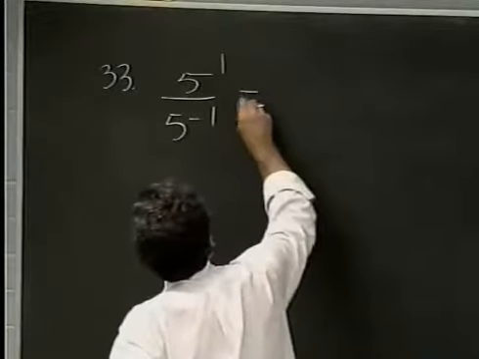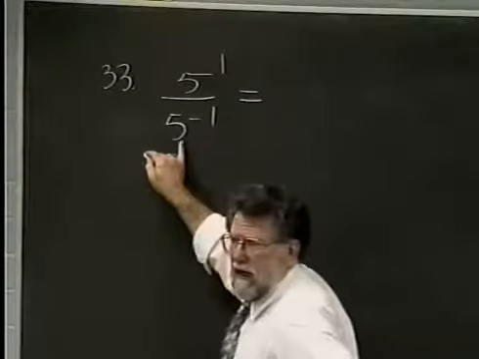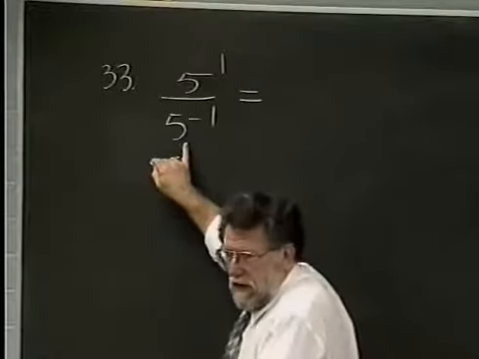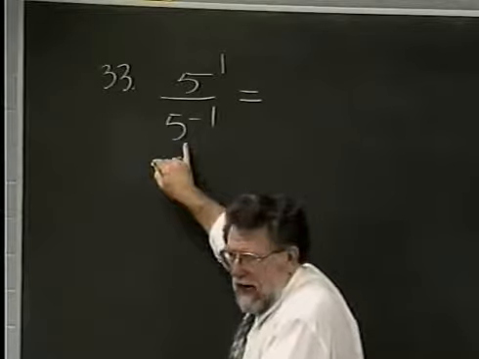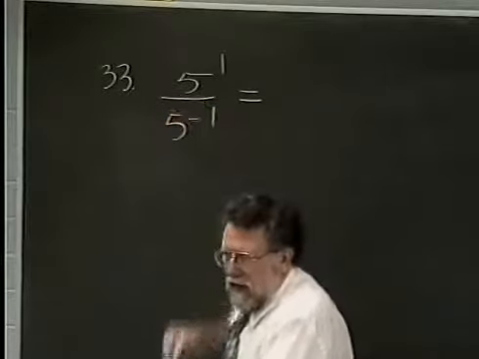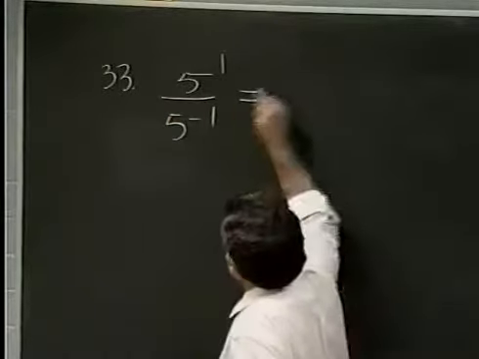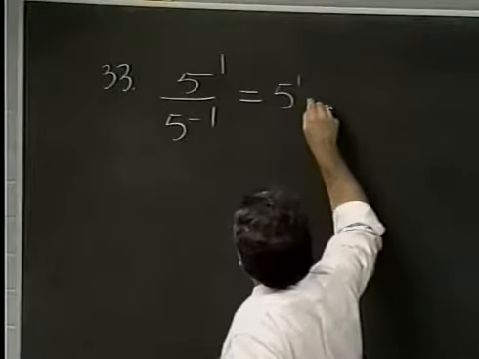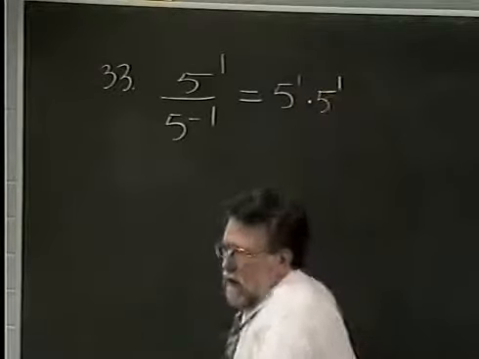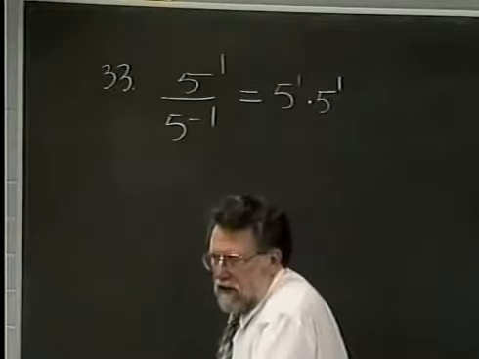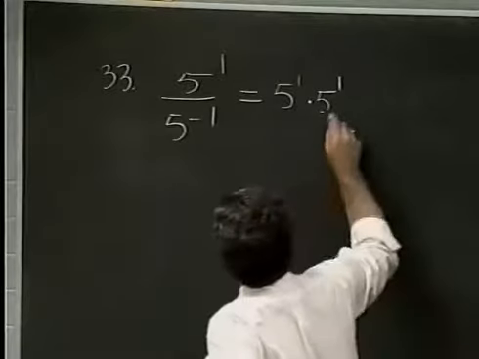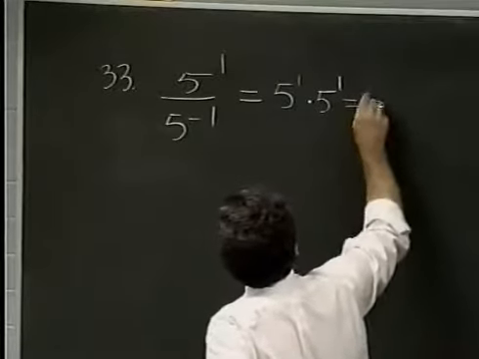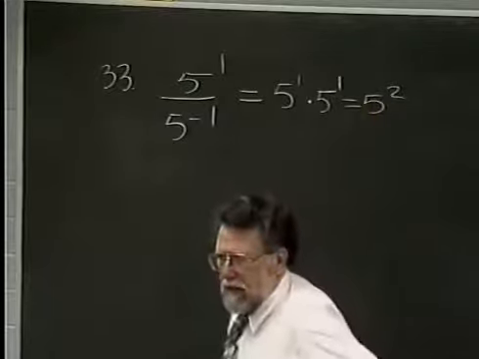The first comment is you could argue that anything with a negative exponent in a denominator can be brought to the numerator with a positive exponent. So you could argue that that'll just be 5 to the first times 5 to the first, which then is your 5 to the second, and you'd have it. So as far as a solution, we could argue that.